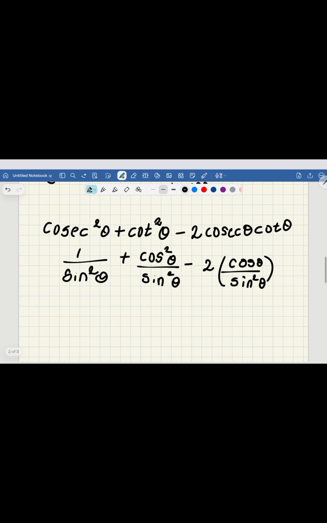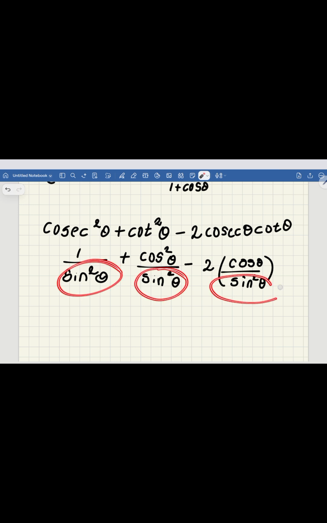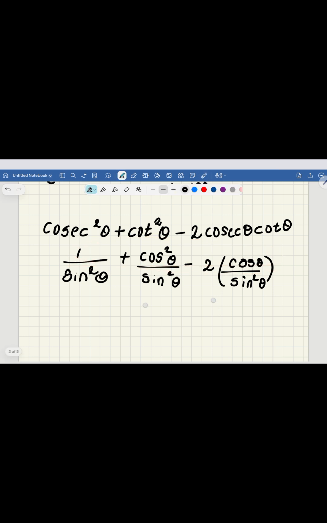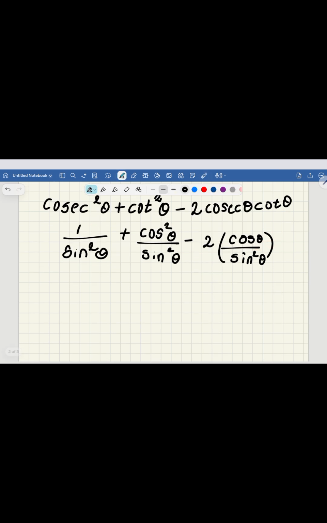Now see here, if you observe, here there is sine square theta, here there is sine square theta, here there is sine square theta. So this is a common denominator for these three. So you're going to write it down simply: 1 plus cos square theta minus 2 cos theta, by sine square theta.